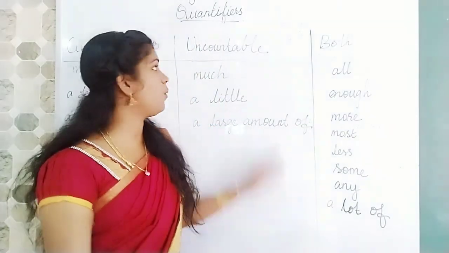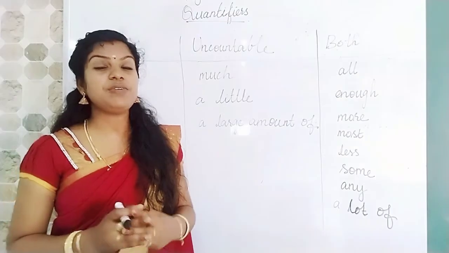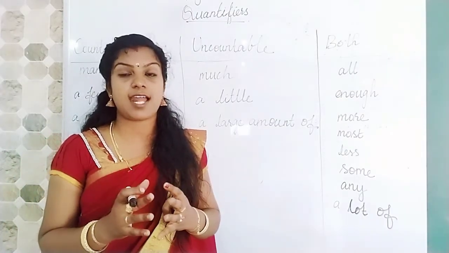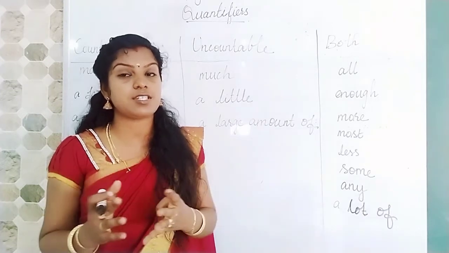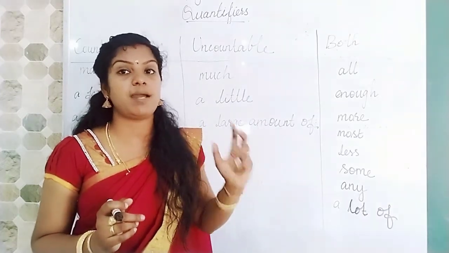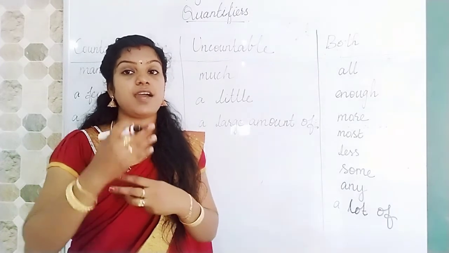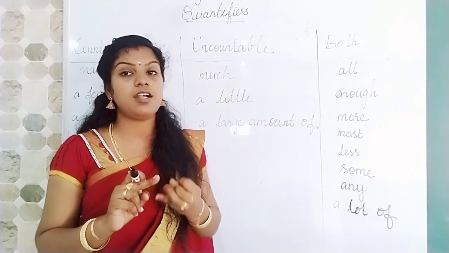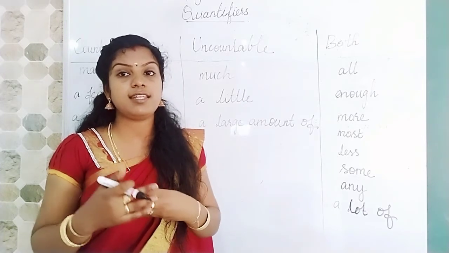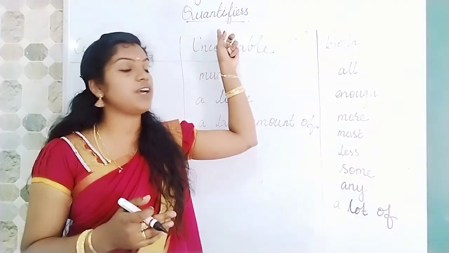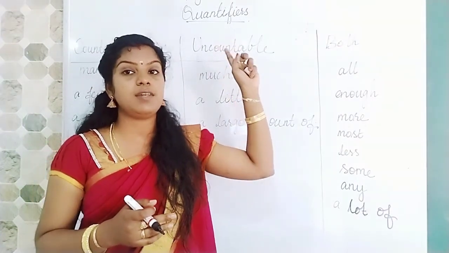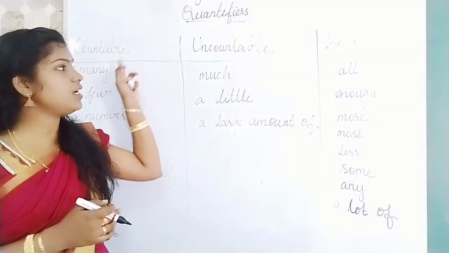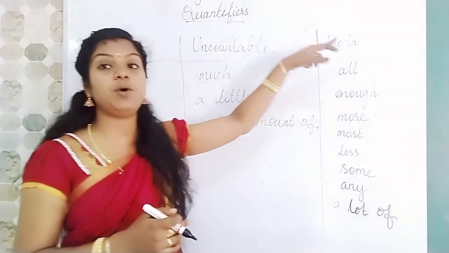Now did you understand what quantifiers are? Quantifiers tell us about the quantity of nouns, right? Quantifiers answer the questions how many or how much. If we want to find the quantifiers, we have to ask two questions: how many or how much? If we get the answer, that is the quantifier. Then we have learned what quantifiers we should use for countable, uncountable, and both.